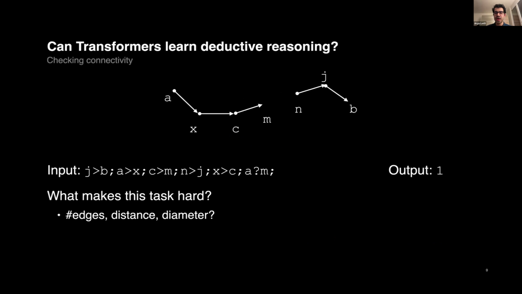So this is how we define our task. We represent the input as the edge list of the graph. For example, this input says that J goes to B, A goes to X, C goes to M, N to J, and X to C. And we ask whether A and N are connected, or basically whether there is a directed path from A to N. We will shortly see what makes this task hard, but as you can expect, a larger graph, a greater distance, or a larger diameter of the graph all contribute to the hardness.